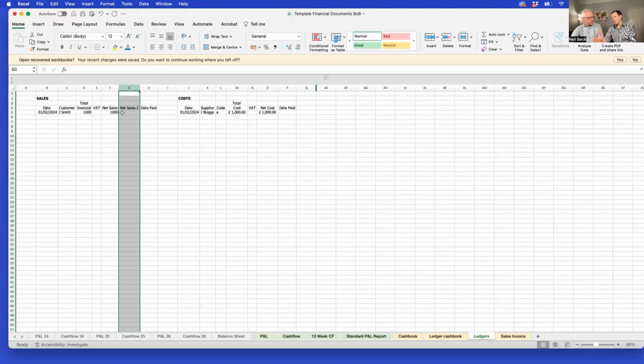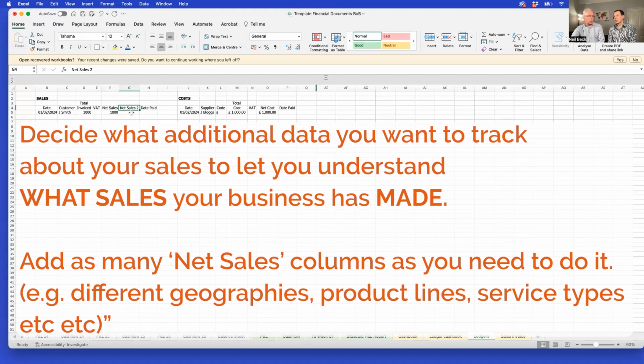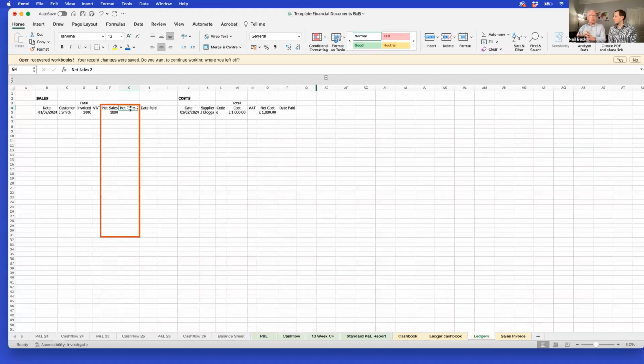So why are there two net sales columns from that? Is that different VAT rates? No, that's just me illustrating that you could have, I'm selling a particular type of equipment, or I've got another type of equipment, or it's the maintenance contract on top of it, or I'm doing sales in London versus sales outside of London. It's that bit of what information do you want to track.